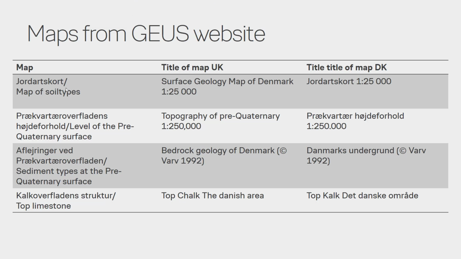It's a map of soil types, it's the level of the pre-quaternary surface, it's the sediment types at the pre-quaternary surface, and it's the top of limestone. You can recognize these maps when we enter the website. It's these four titles that we're looking for on the website.